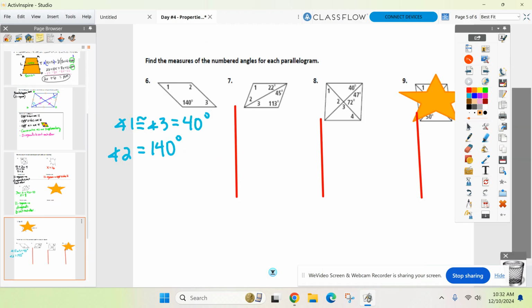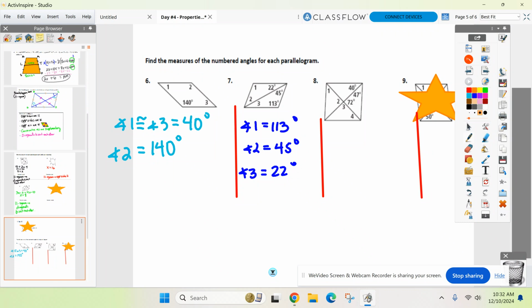Here's number 6. Hopefully no issues with 6, right? Anything with 6, 40 and 140. Wow, how about 7? That's a lot to look at. I'll start with angle 1, which is 113. Opposite angles are congruent in a parallelogram. I'll do angle 2 next because angle 2 is an alternate interior angle with 45. Yep, look for alternate interior angles. Angle 3 is alternate interior with 22. Look for alternate interior, and that is it.